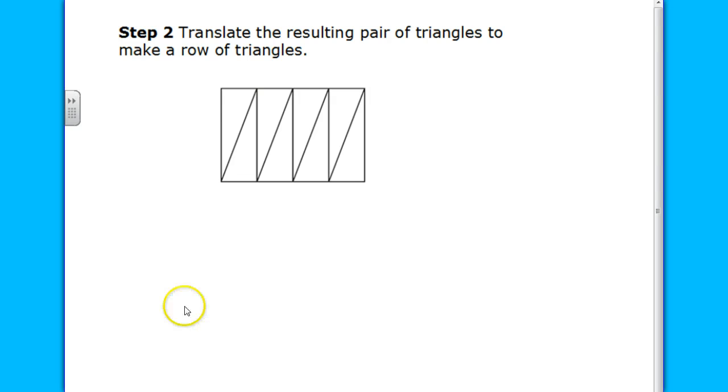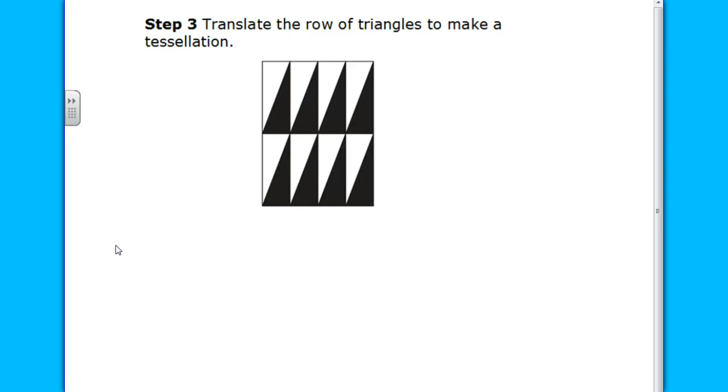We can translate the resulting pair of triangles to make a row of triangles. So this might be the beginning of a tessellation. We can even translate a whole row of triangles to continue the tessellation.